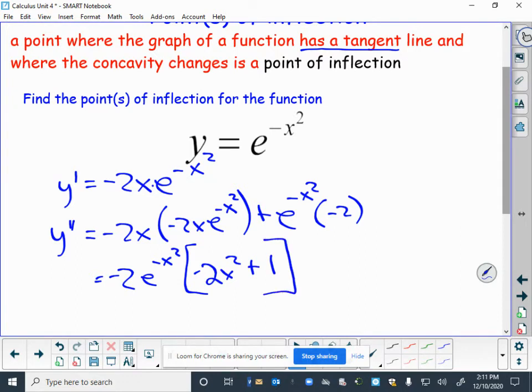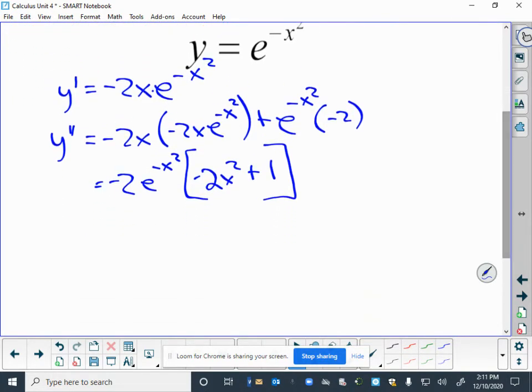Okay. So I believe that is what we get there. We have to have a tangent line. There's certainly no place in here that causes a domain problem. No division by 0, no square roots of negative numbers, no logarithms in there anywhere. So we can set this thing equal to 0 and look for the potential places for our points of inflection.